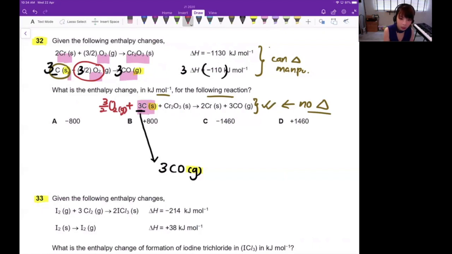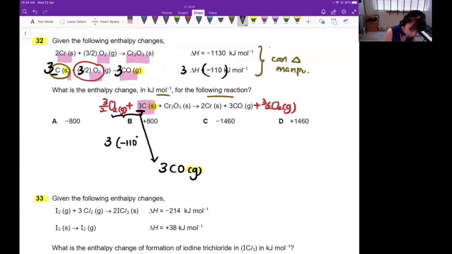Now, because oxygen is not in this main equation that I wish to calculate the value for, I have to add also, let me erase this part, so make sure this one has no change, I have to add also 3/2 O2 gas to the left and right. So therefore, I get to use this 3 carbon plus 3/2 oxygen to form my 3 carbon monoxide. Are we okay? So write down the value immediately, 3 times -110, and we point from start to the end, following this arrow.